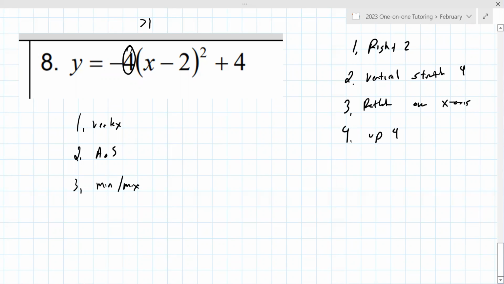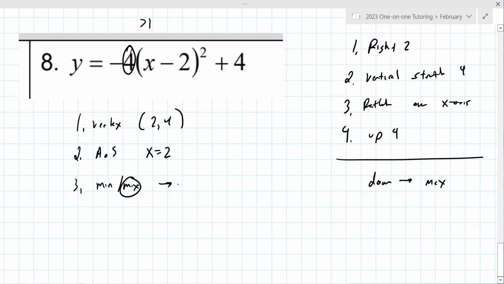Very good. Now, in terms of whether this opens up or down, what would you say? It's negative, so it's going to open down. Does that mean it has a min or a max? It means it has a max. Good. Let's have you find the vertex, axis of symmetry, and the min slash max. So the vertex is 2, 4. And so then the axis of symmetry is x equals 2. And you already said it's got a max. Now, what is the max?